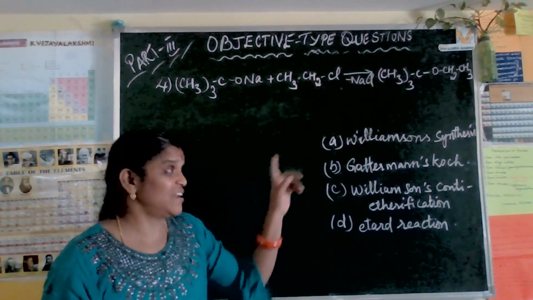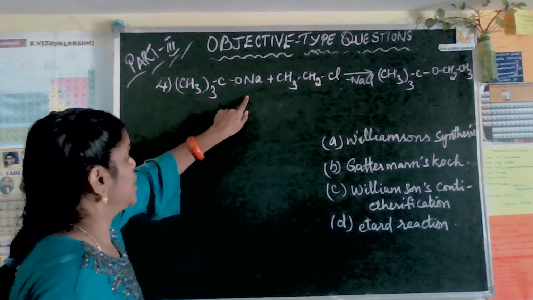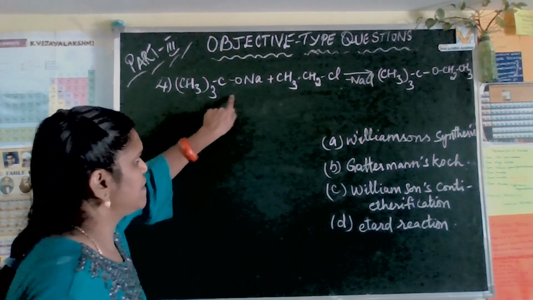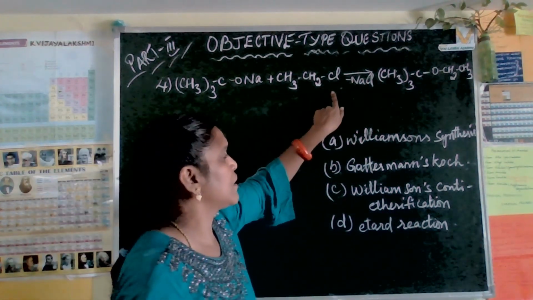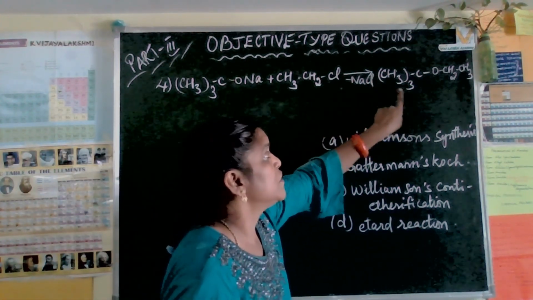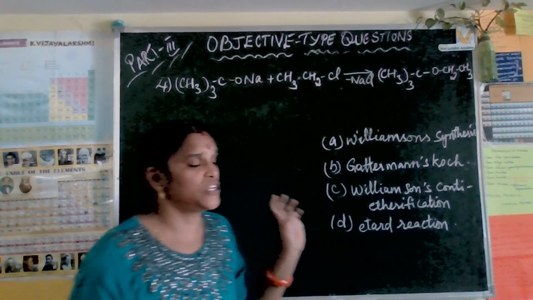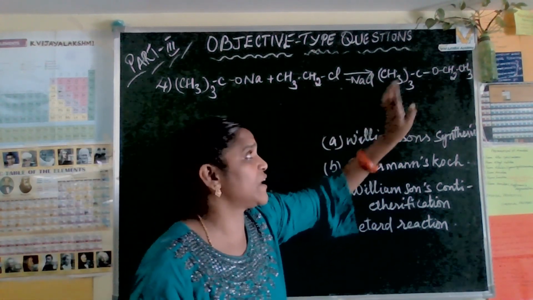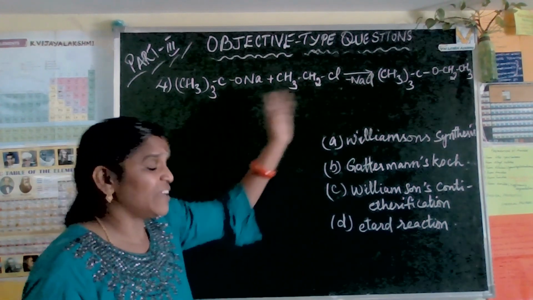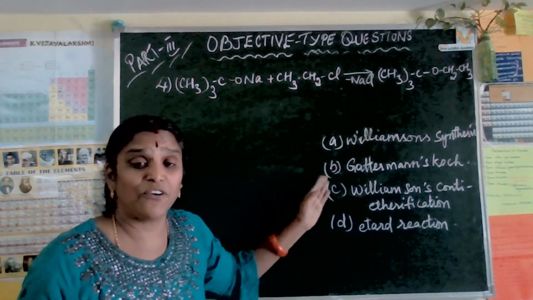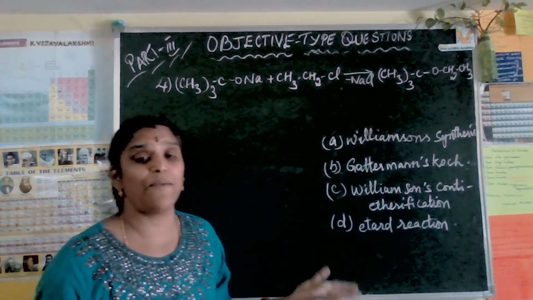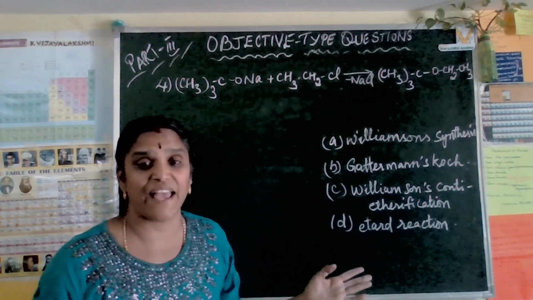The next question is really interesting. Sodium tertiary butoxide reacts with ethyl chloride. It gives tertiary butyl ethyl ether. Now they have given the equation, and you have to find out what the naming reaction is, who invented this reaction.